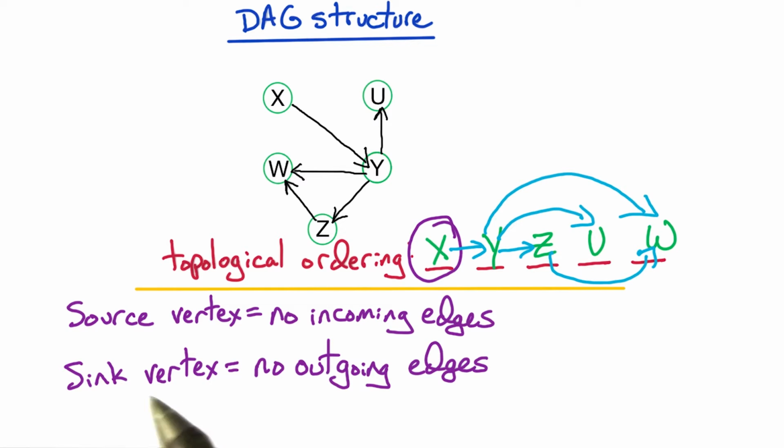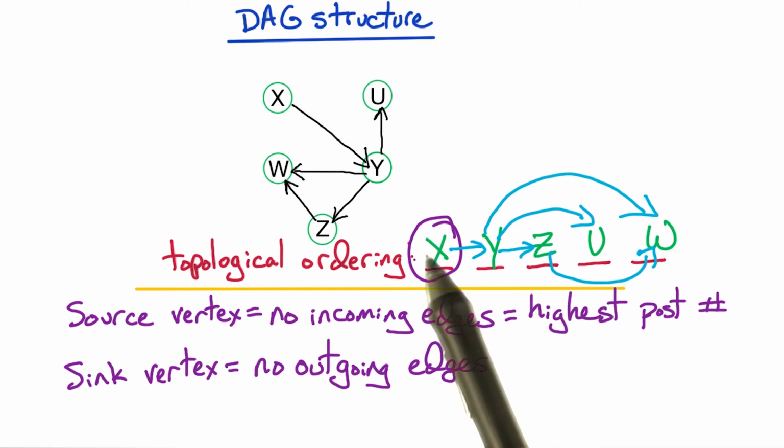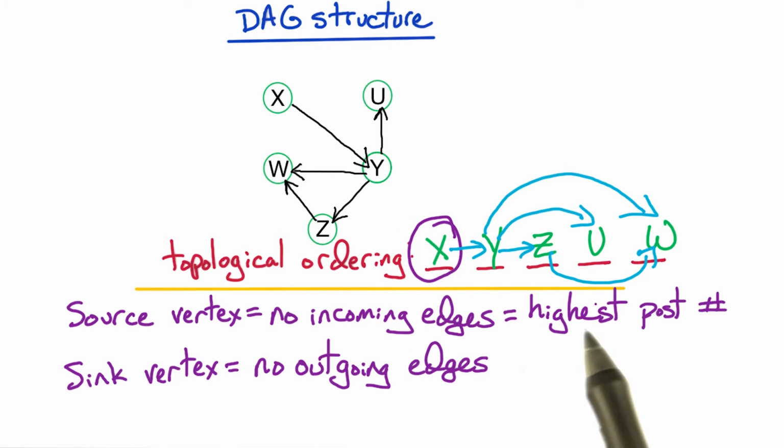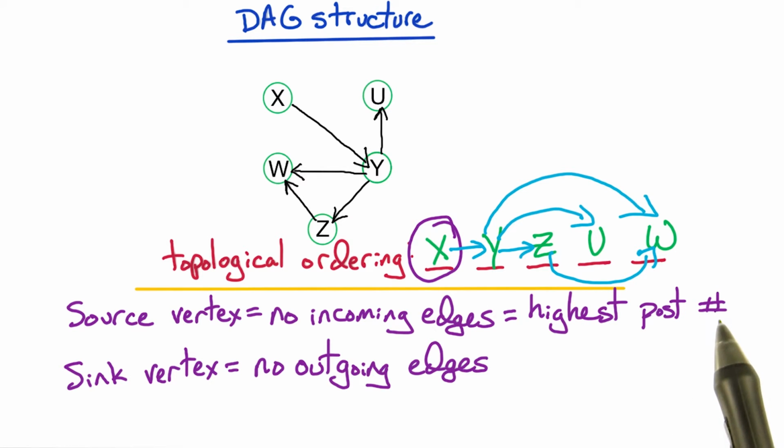And there might be multiple source vertices because there might be multiple topological orderings, and they might have different vertices at the beginning. Now, which vertex is first in our topological ordering? It's the vertex with the highest post-order number. Therefore, the vertex with the highest post-order number is guaranteed to be a source vertex.